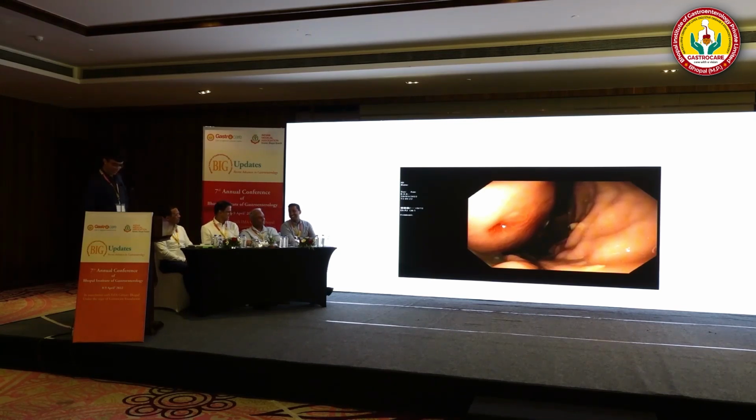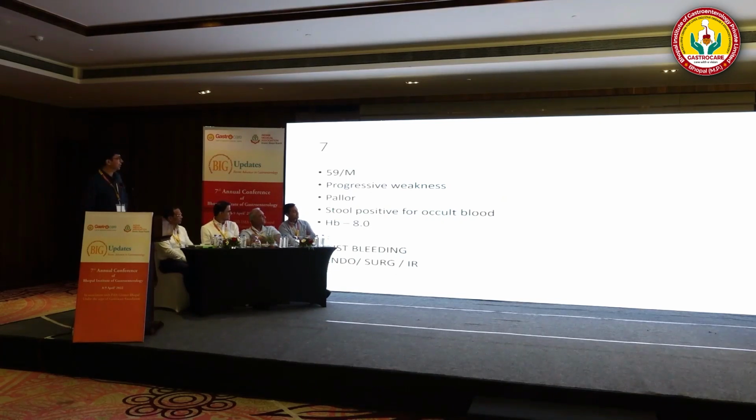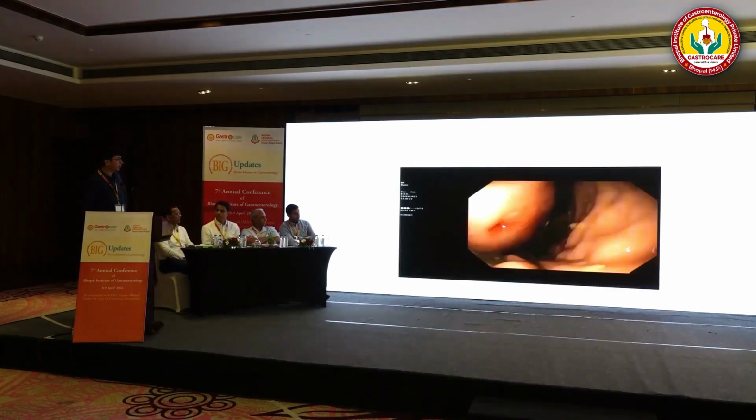So this patient had upper GI bleed, a 59-year-old male. He had progressive weakness and pallor. Stool was positive for occult blood. Hemoglobin was 8. And this was the upper GI endoscopy.